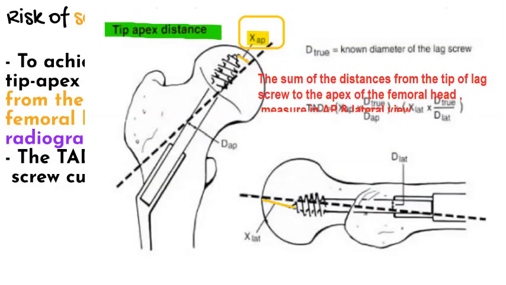This figure shows the tip apex distance. Again, the tip apex distance is the sum of the distance from the tip of the leg screw to the apex of the femoral head. You can see XAP and measured in AP and lateral view X lateral.